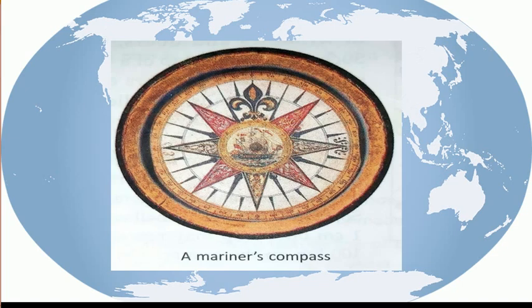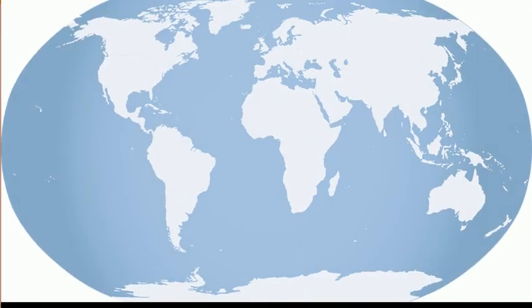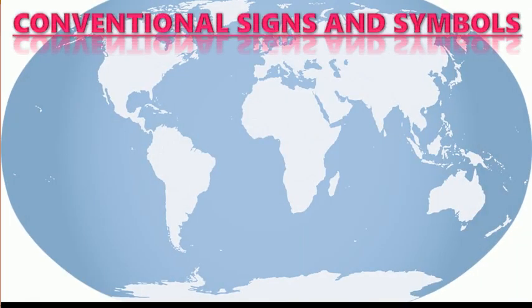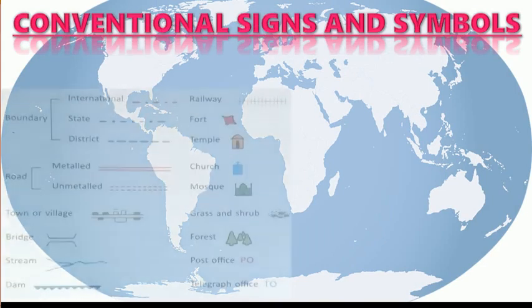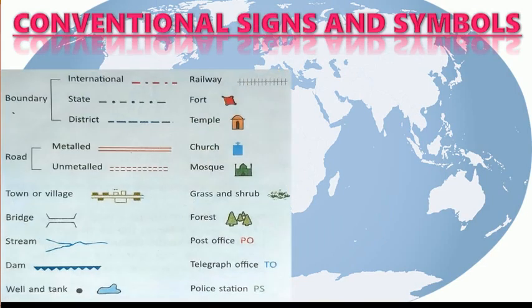Okay, let us move on to the third component of the map, and what is that third component? That third component is the conventional signs and symbols. So as you can see, here is a figure. This figure is depicting some conventional signs and symbols used on a map. Okay, these are signs and symbols which are used on a map.